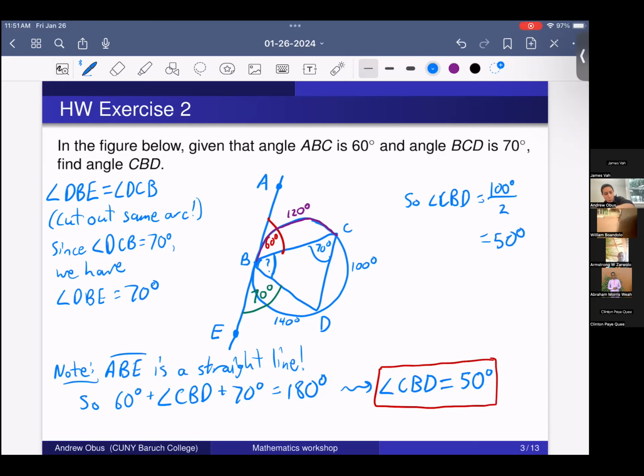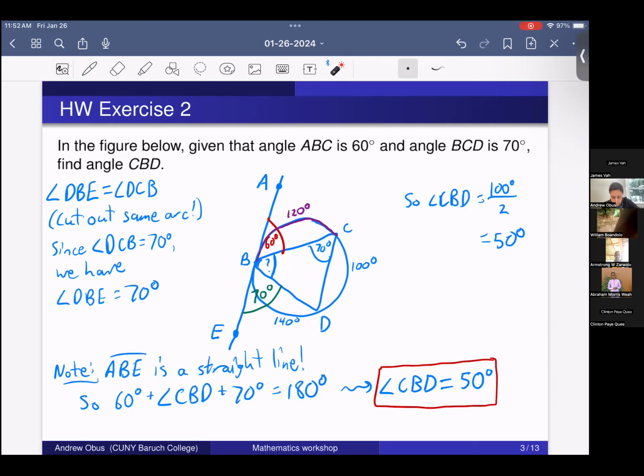So you can do the whole problem based on looking at arcs, if that's what you want to do, or you can do it based on showing that this angle is 70 degrees and having all the angles add up to a straight line. Both of them give you the same answer, 50 degrees, which is the correct answer. Yeah, Andrew. Yeah, Clinton? Yeah, just make a comment as well.